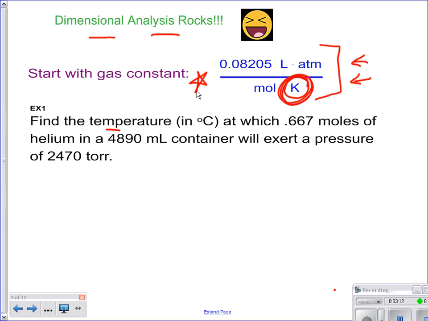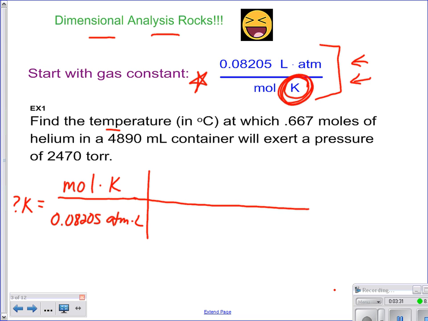Maybe I'll make myself a little note that I'm looking for Kelvin. So I'm going to start by saying mole Kelvin divided by 0.08205 atmospheres liters. Now, do I have to do any algebra and figure out whether I'm going to divide by P or V or T, or what I'm going to multiply by? No, all I'm going to do is make my units cancel out so I'm just left with Kelvin. That's my goal.